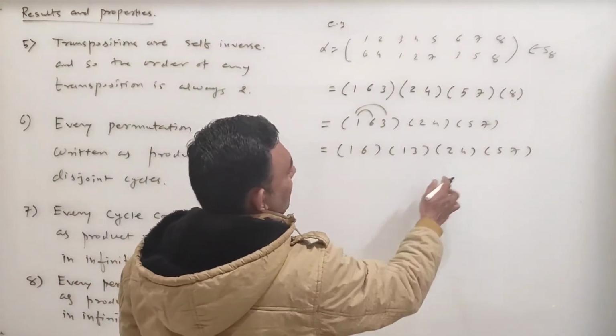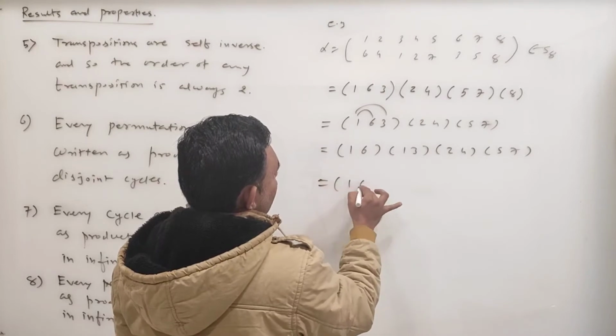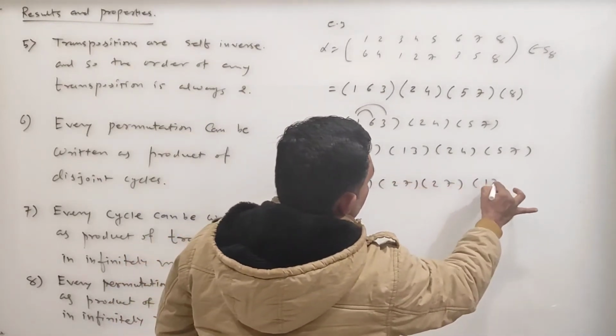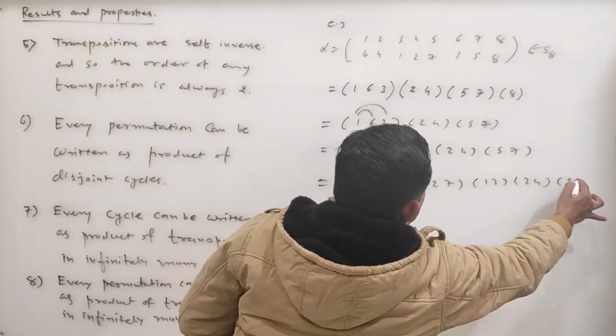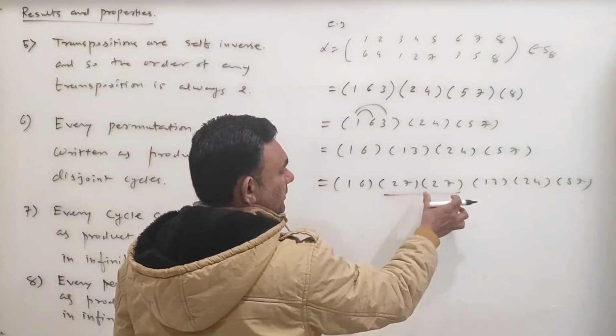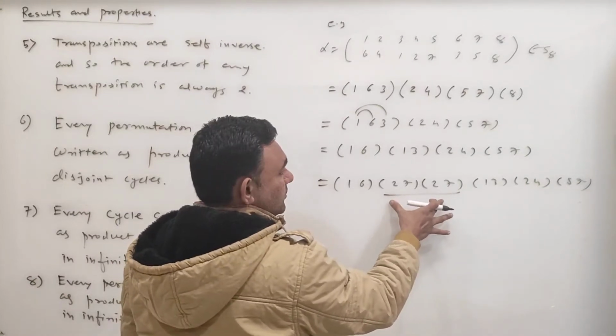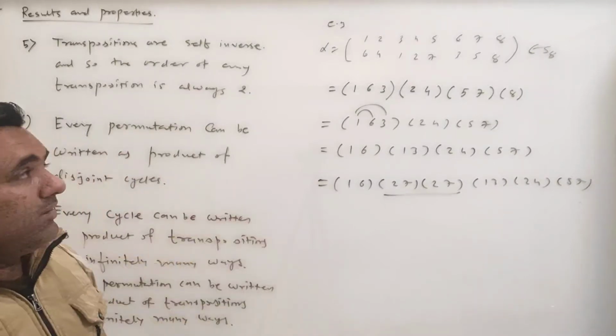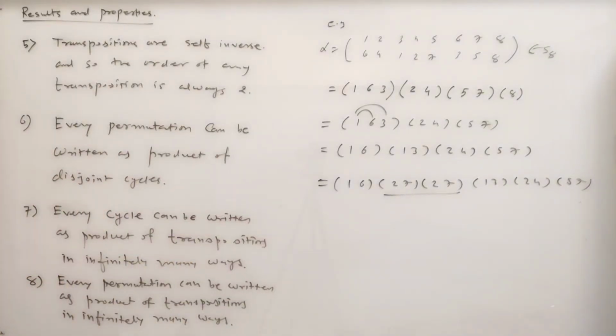You can insert identity, or you can write, say, this is (1 6)(2 7)(2 7)(1 3)(2 4)(5 7). तो मैंने ये insert कर दिया. Now you can insert this type of pair of transpositions anywhere, wherever you want. So we have infinitely many ways. So I hope this thing is clear. So this is result number 8.